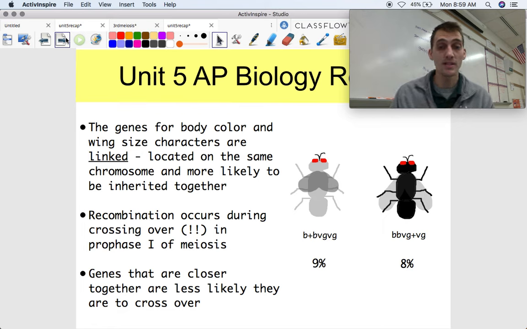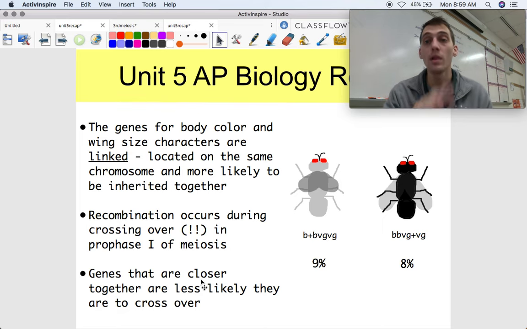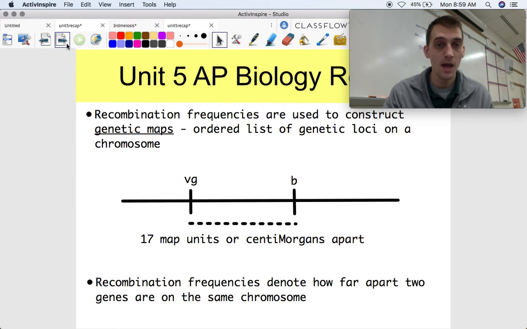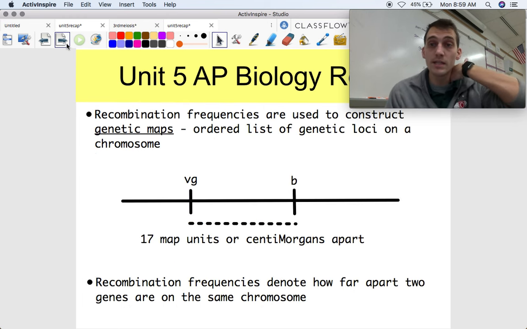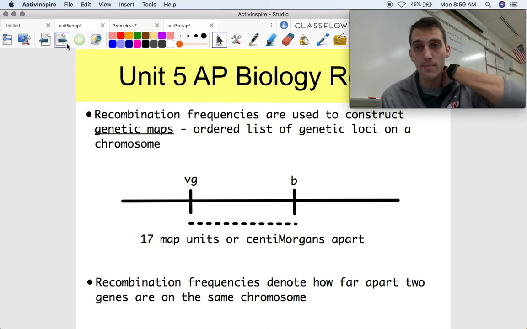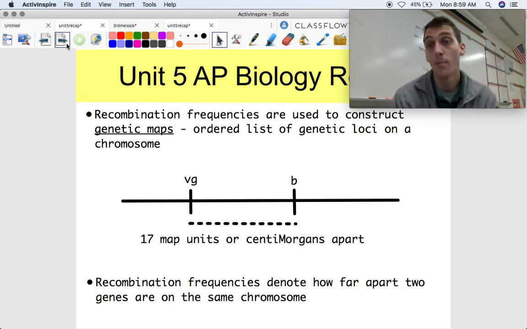Recombination occurs during crossing over in prophase I of meiosis. Hence, genes that are closer together are less likely to cross over, and therefore, if they're closer together, they're more likely to be inherited together. So these two genes for body color and wing size are more likely to be inherited together.